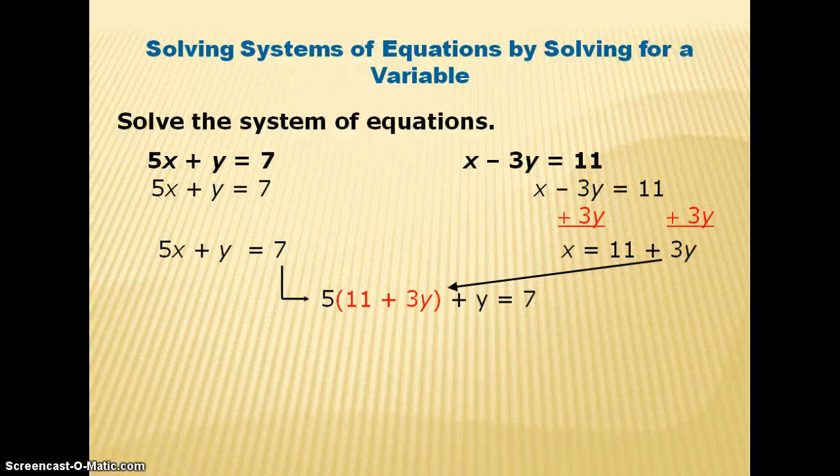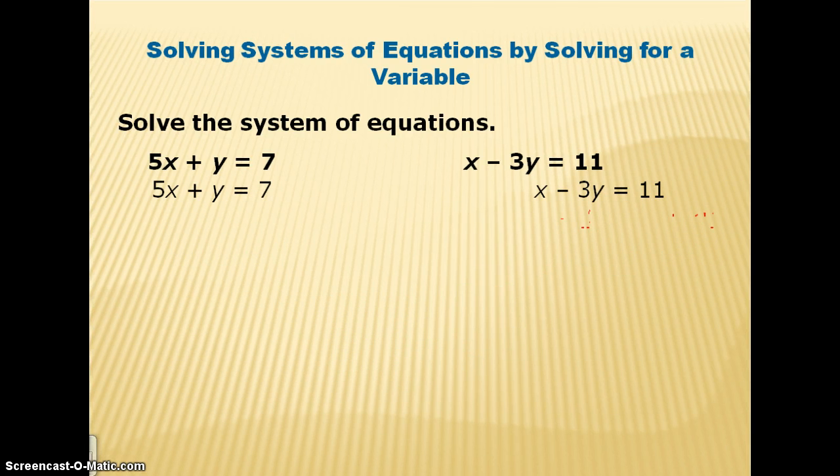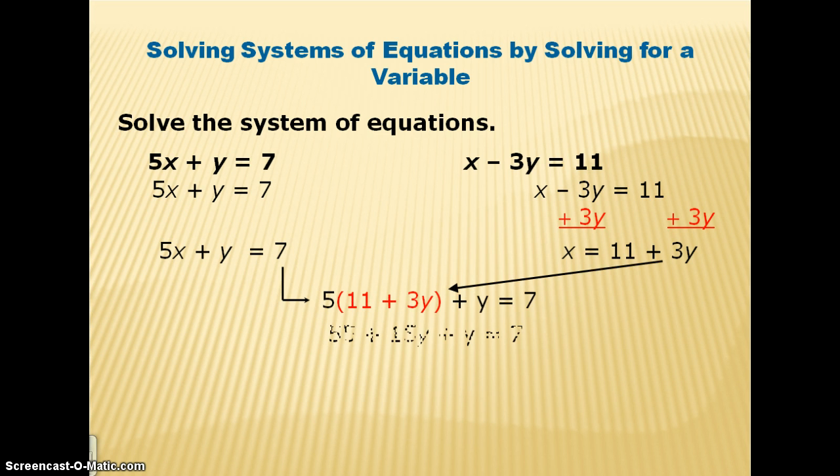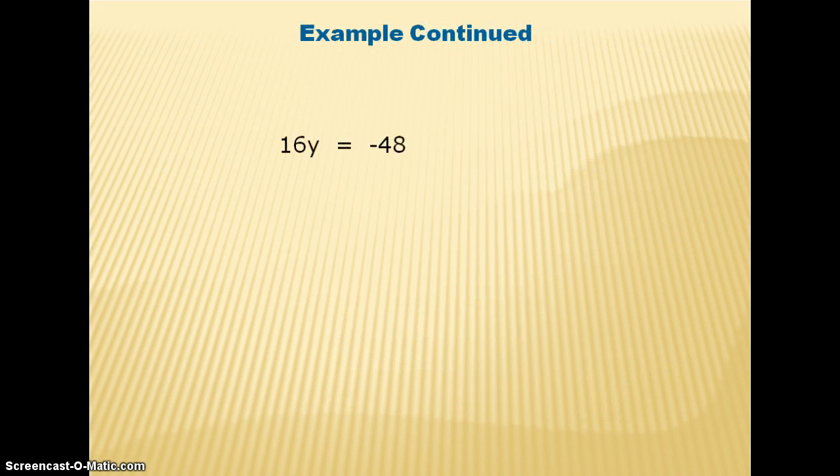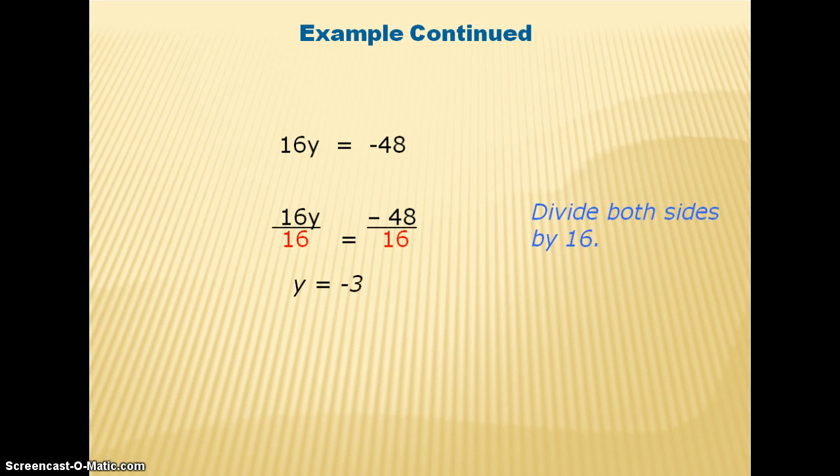What we've done is we've replaced the variable x in the first equation with what we solved x to equal in the second equation. From here, we use the distributive property to get 55 plus 15y plus y equals 7. We combine any like terms we have, so 15y plus y is 16y. From here we solve for y, so we subtract 55 from both sides and get 16y equals negative 48. Then we divide both sides by 16, and we get y equals negative 3.